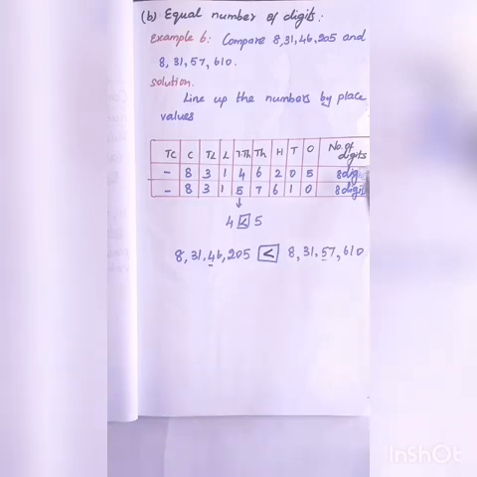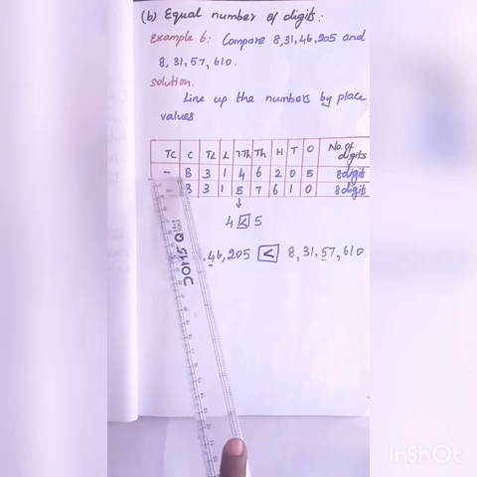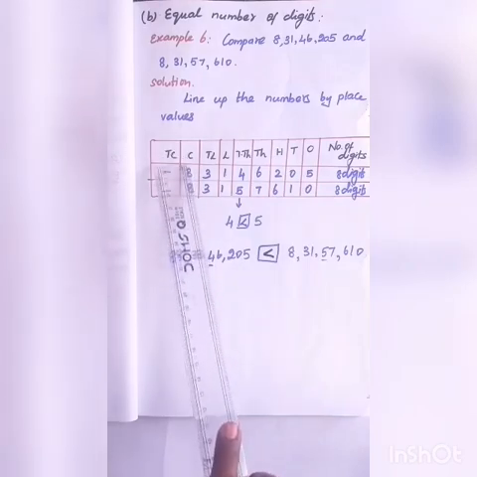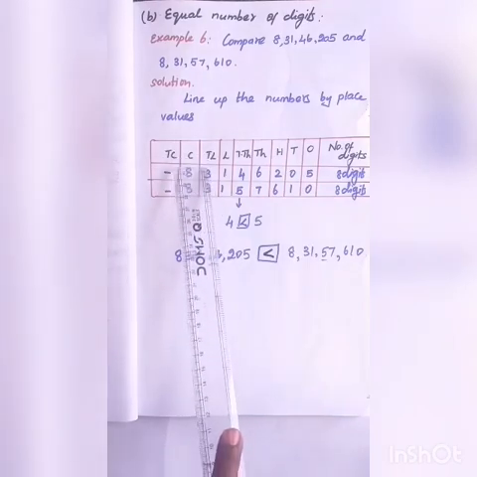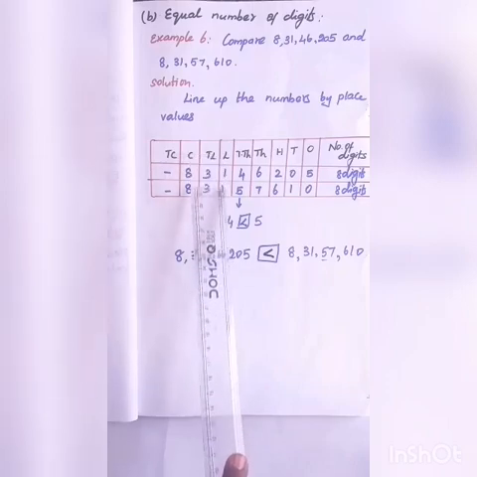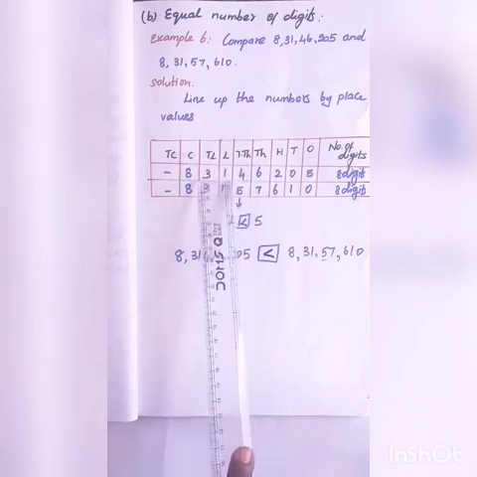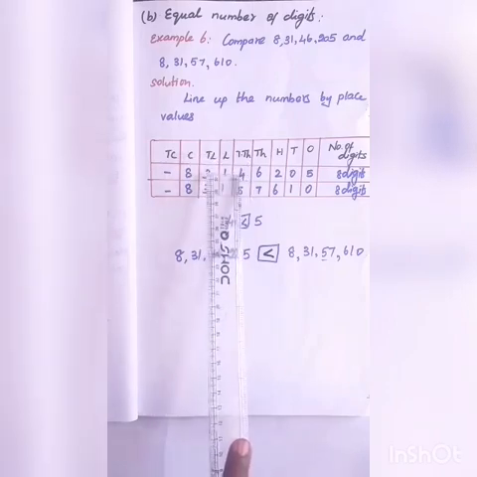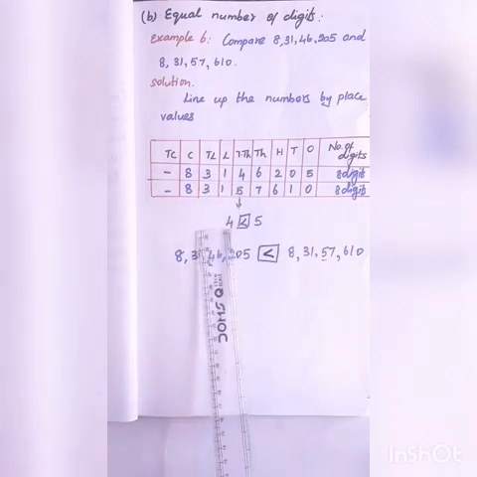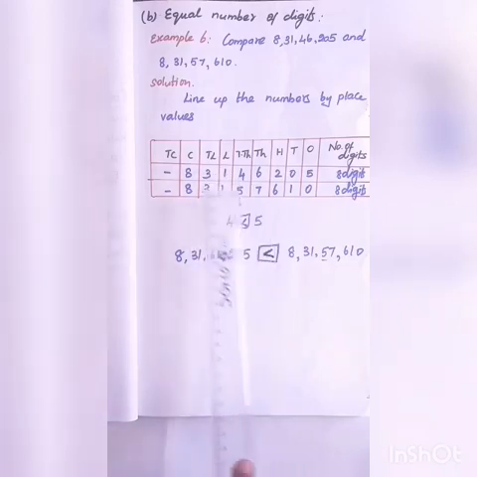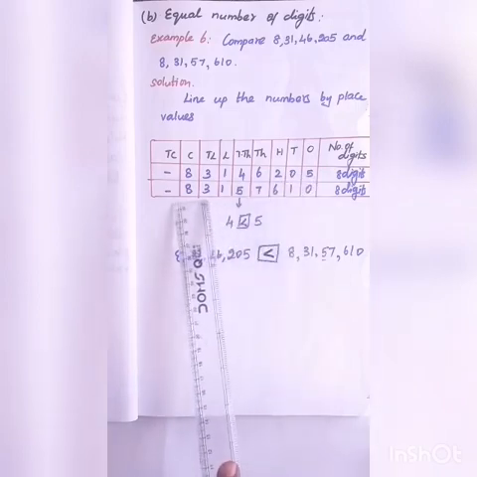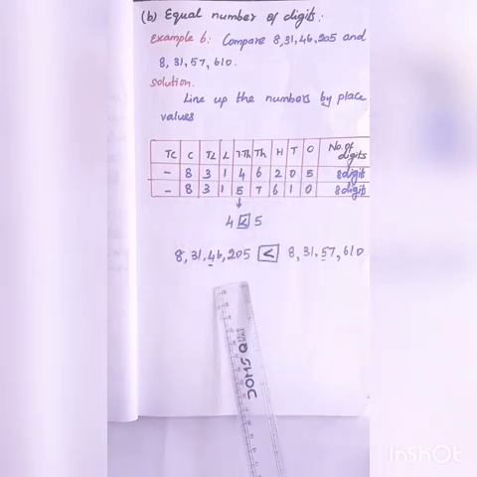Okay, in equal digits, you have to compare each place. Crore place, 10 lakh place, both are same. Lakh place, both are same. In the 10,000 place you have a difference: here 4, here 5. So we know that 4 is less than 5. That's why we write this number is less than this number. Okay, have you understood?